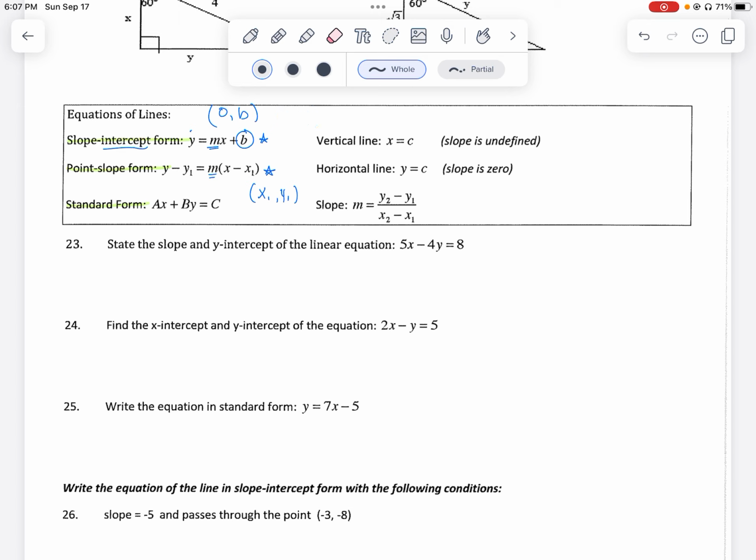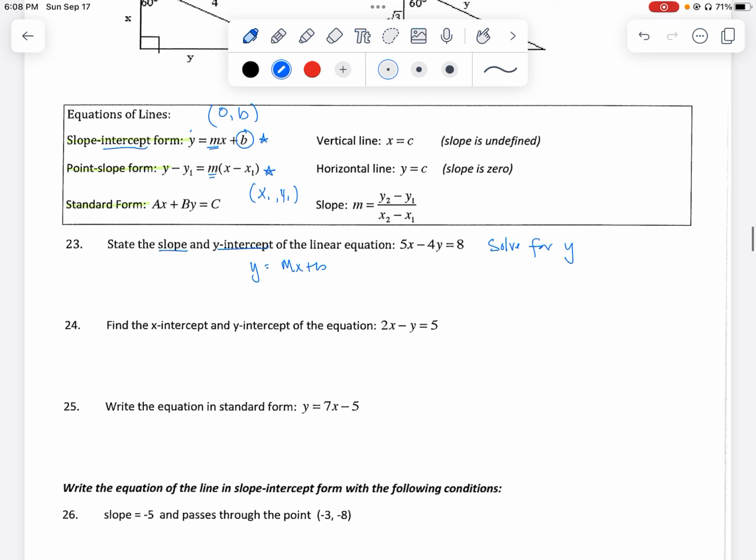Okay, so we're trying to find the slope and the y-intercept in example 23. My suggestion is to get it into slope-intercept form because that's what the question is asking for. So rearrange the letters. It's really saying solve for y, and get y by itself.